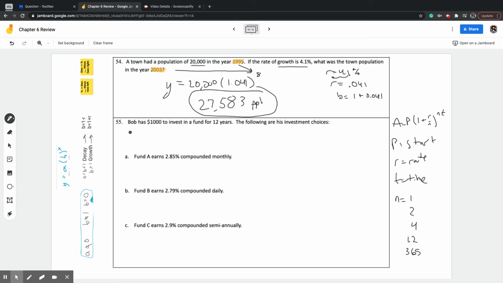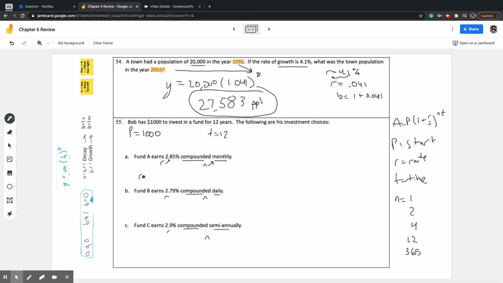So I have a P of 1,000. I have a T of 12 years. And it looks like my R changes and my N changes. I know this is N because it says the word compounded blank. Compounded blank. Compounded blank. That means these are my N's, and obviously R's are pretty clear there.